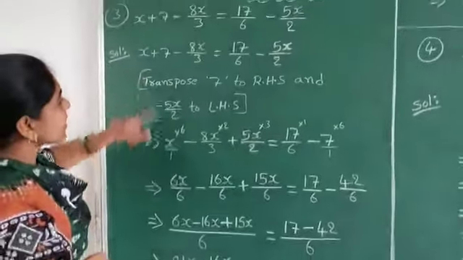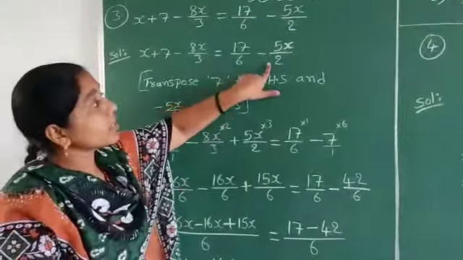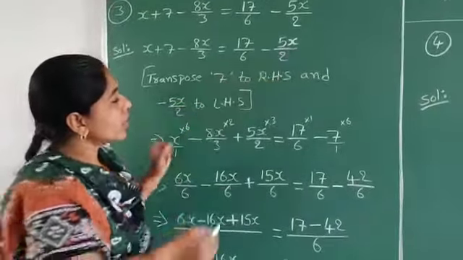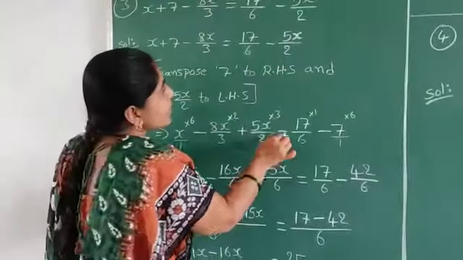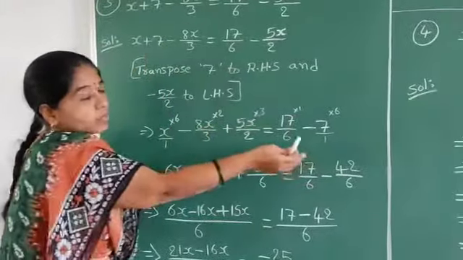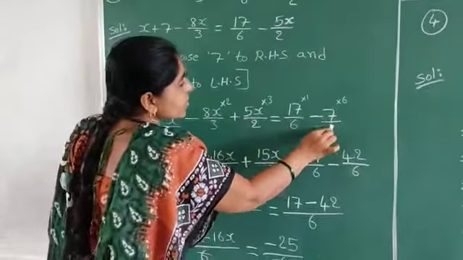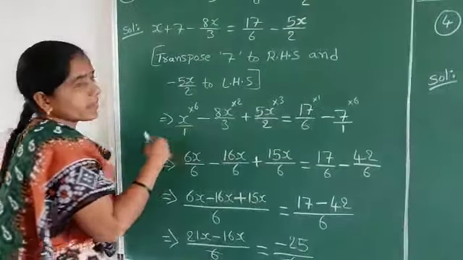Okay. Then x as it is you write down here, minus 8x by 3 is there, write down. And then when you transpose minus 5x by 2 it will become plus 5x by 2 is equal to 17 by 6 remain, write down. This 7 when we transpose, minus 7 will become. Denominator nothing means we will consider 1, children. Okay. To simplify next.